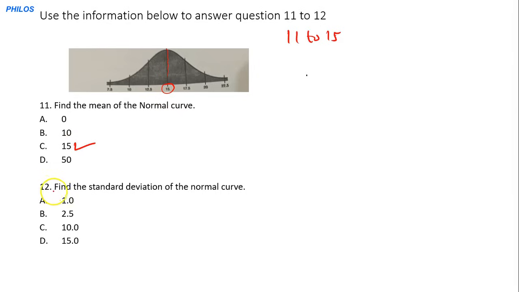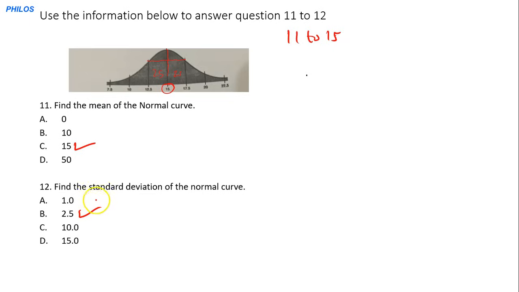Then question 12 says, find the standard deviation of the normal curve. To get the standard deviation, look at the score next to the 15 and look at the score here. If you trace their height, the height of this to this, they are the same, isn't it? So what's the difference between this and this? It is 2.5. That's 17.5 minus 15. Here, 15 minus 12.5 is 2.5. So it means the standard deviation is 2.5. So the answer is B.